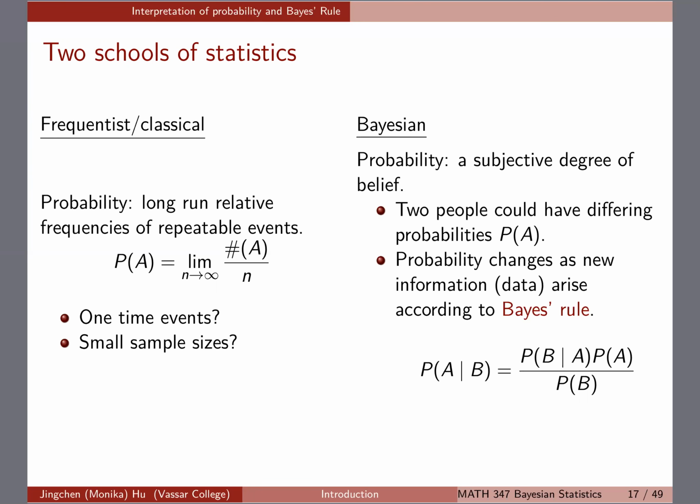For the Bayesian, on the right-hand side, it is subjective degree of belief. So you can have your own, I can have mine, and then we might have different ideas of what the probability of event A could be. Okay? So we try to incorporate those. And very importantly, through Bayes rule, we are updating or making changes to the probability as new data arises.